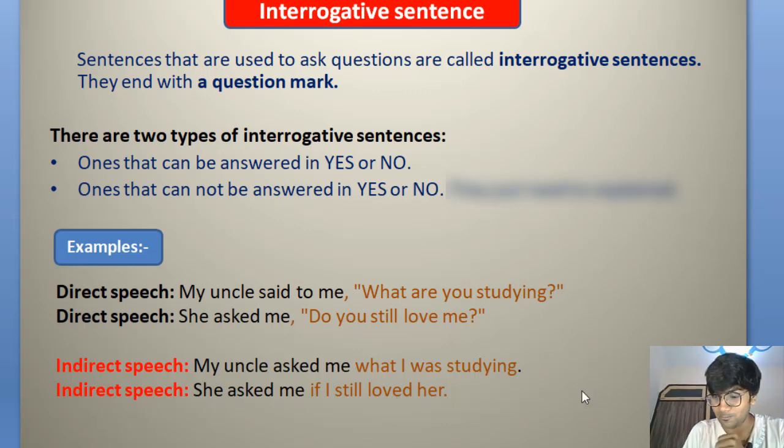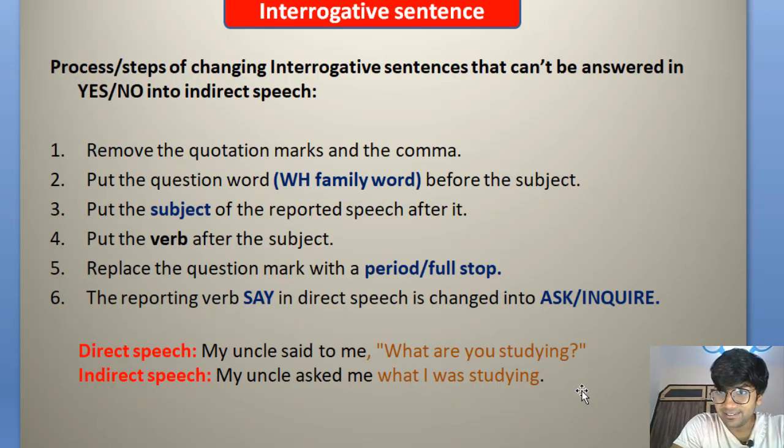All right. Now, if the interrogative sentence cannot be answered in simple yes or no, these are the steps you follow to change it into an assertive sentence. So this is the process of changing interrogative sentences of a reported speech into indirect speech when these questions cannot be answered in simple yes or no.